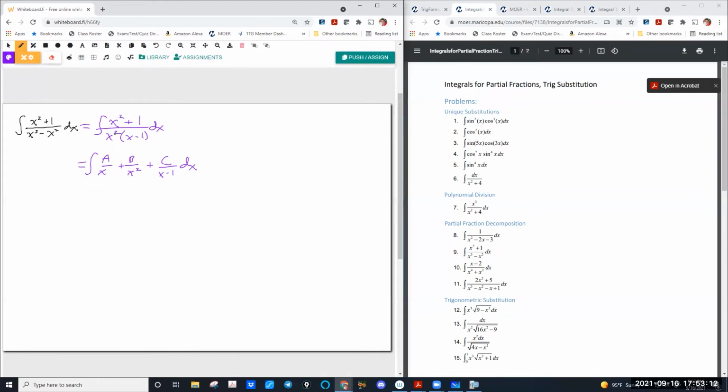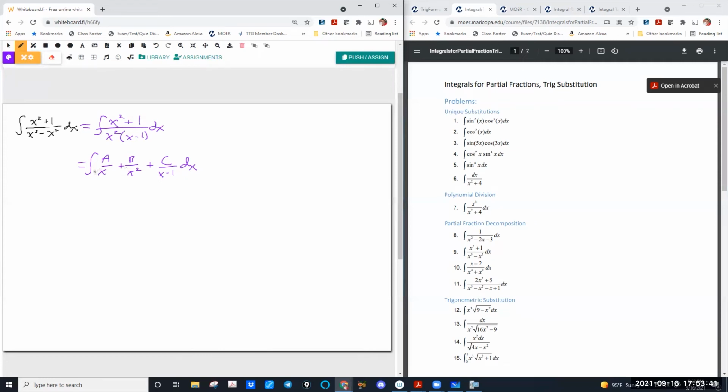If this had been x cubed, we would have done a over x plus b over x squared plus c over x cubed plus d over x minus 1. All right, so on and so forth. If this had been x to the 5th, we would have done a over x, b over x squared, all the way up to e over x to the 5th. That's how you handle a repeated root. It's needed for your system.